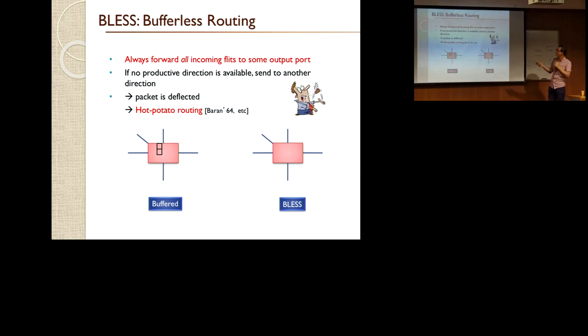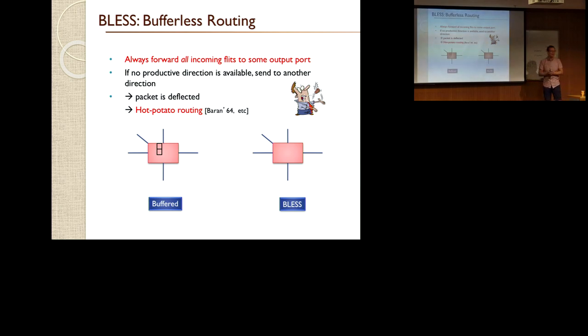We want to always forward all incoming flits to some output port. You may have a productive direction for the flit, but you may not, which means that you send the flit in a non-productive direction. This is called misrouting or deflection routing. It's also called hot potato routing, from this seminal paper by Baran. The earlier version of it was in 1962.